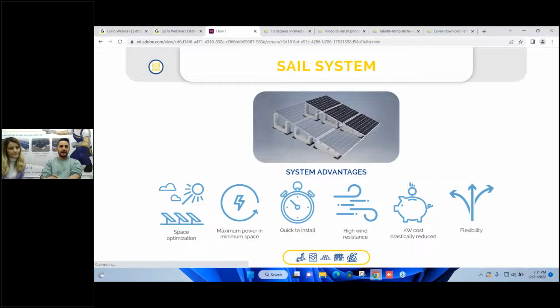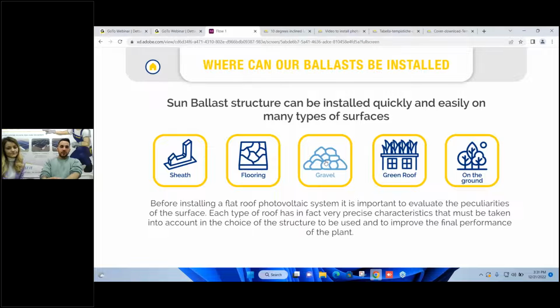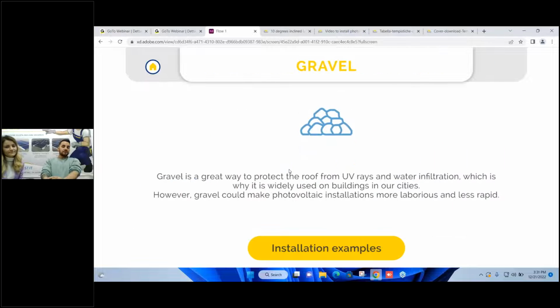We have another typology. Which one? Well, I mean, you've seen types of roof with gravel, right? Probably not all countries use this typology of roof. Gravel, just a fact, is even written here. It's used even for water infiltration, and it's good even to protect the roof from the UV rays.